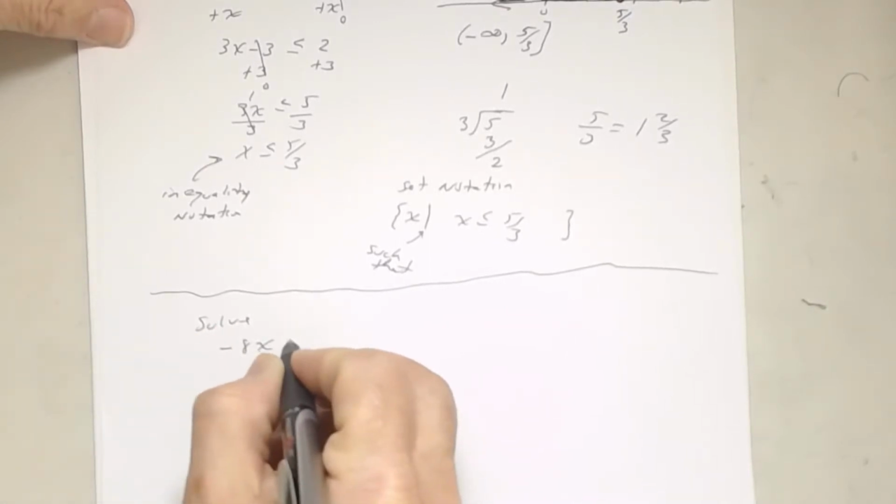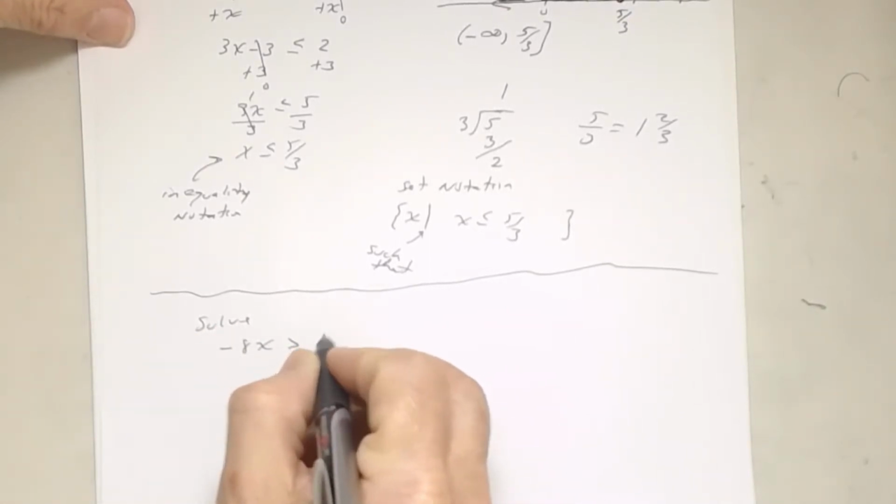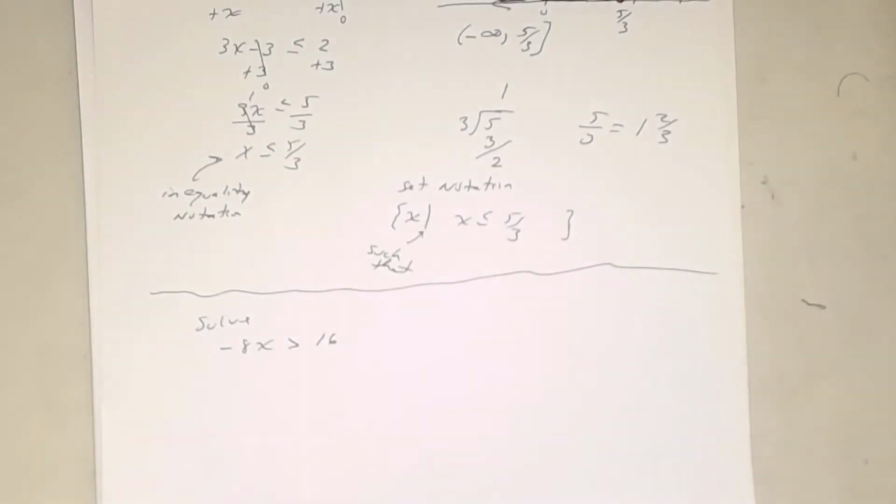Negative 8x is greater than, let's say, 16. How do you get x by itself? Yeah, you can divide by what? -8. Divide both sides by -8. Now, what property am I using here, though? Not equality, inequality. That's negative 8x is greater than 16. Say it again. When you're dividing by a negative, you reverse the symbol.